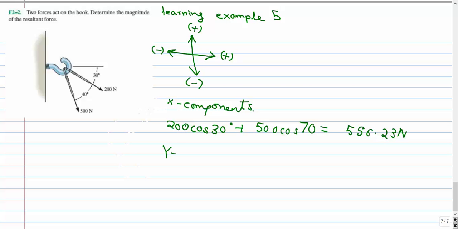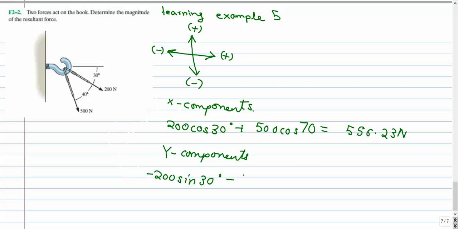Now we'll write down our y components. So these are going to be 200 sine of 30 degrees, but this is going to be negative since its direction is downwards, and according to the sign convention that we have chosen right here, if it is downwards, the sign is going to be negative. And similarly, the other y component is also going to be negative since that is also pointing downwards.